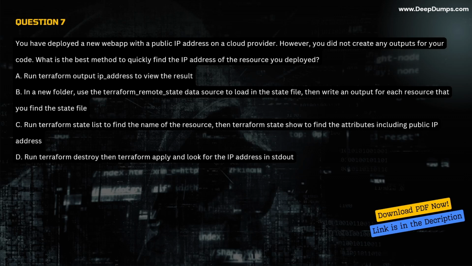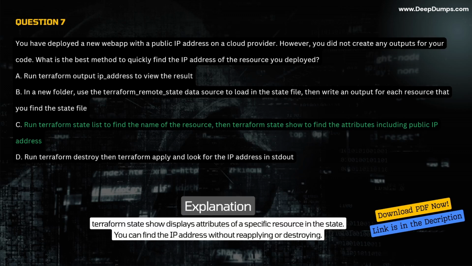C. Run Terraform state list to find the name of the resource, then Terraform state show to find the attributes including public IP address. D. Run Terraform destroy then Terraform apply and look for the IP address in stdout. Correct answer C. Run Terraform state list to find the name of the resource, then Terraform state show to find the attributes including public IP address. Explanation: Terraform state show displays attributes of a specific resource in the state. You can find the IP address without reapplying or destroying.